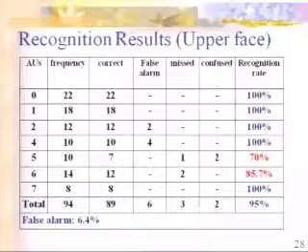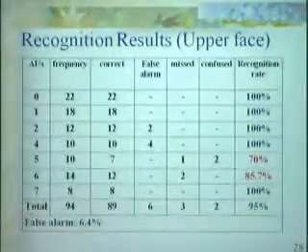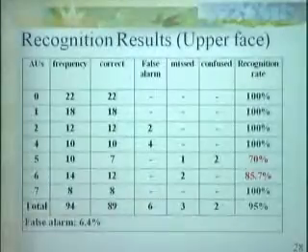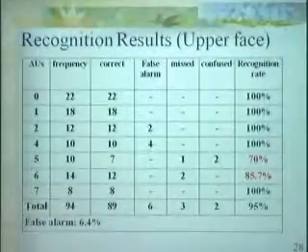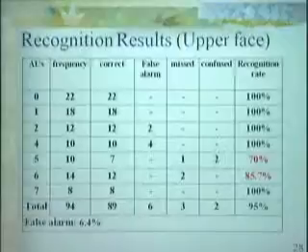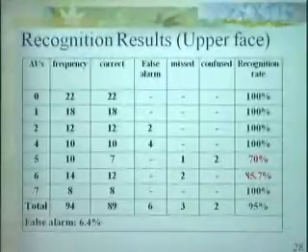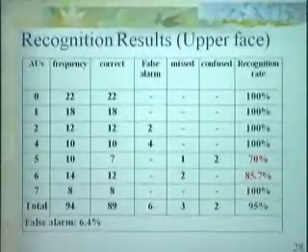And here are the recognition results for the upper face. Most of them did pretty well for the eyebrows. AU5 and AU6 are a little bit lower. 6 means your lower lid moves up. When you smile, your lower lid moves up. So all these are very subtle and difficult to detect. But overall, the recognition rate is pretty good.